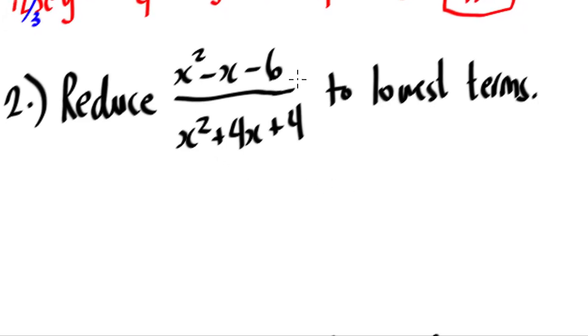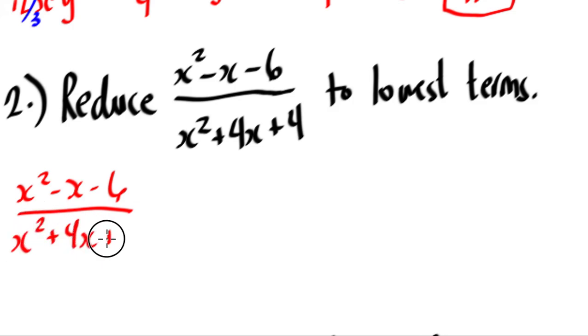So number 2: reduce x squared minus x minus 6 all over x squared plus 4x plus 4 to the lowest terms. I think you know what we'll do here. We need to factorize it first, and I think it's obvious that they are quadratic trinomials. We need to find some factors. What are the factors of x squared minus x minus 6?